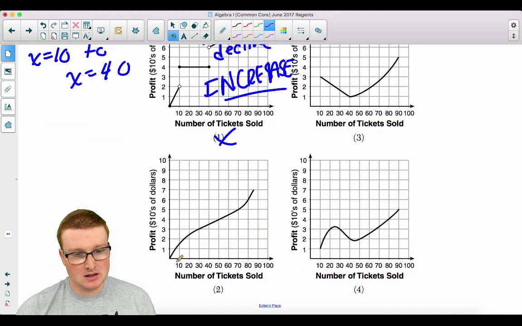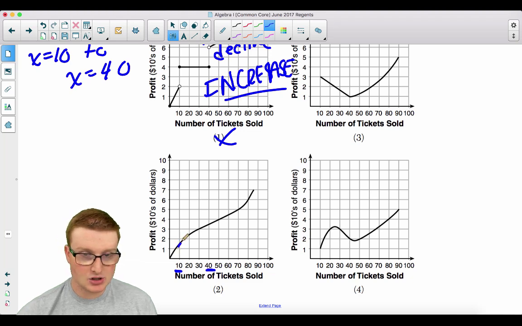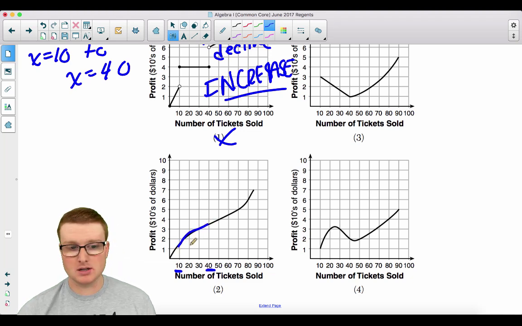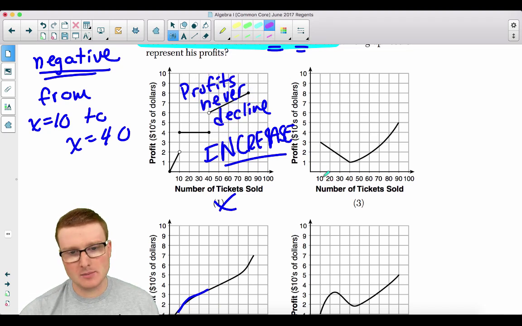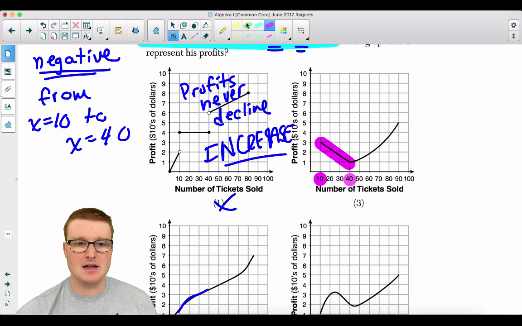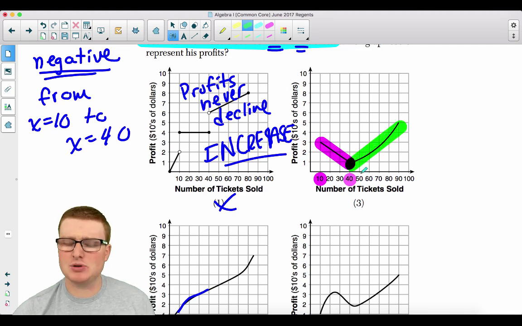Choice 2. Let's take a look from 10 to 40 tickets sold. That, ladies and gentlemen, is going up, so that can't be the answer. Number 3. Let's take a look. From 10 to 40, it is decreasing. Then all of a sudden, it is increasing. That looks pretty good so far.